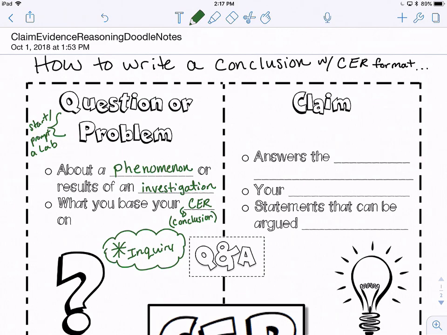Okay? Now, generally in your lab report, you have the question, your variables, your prediction, hypothesis, your materials, your methods, which is your procedure, and you go through all those steps of the scientific method. And then you make your data tables, you make a graph, and then you get to the conclusion. So when you write your conclusion, you want to use the claim, evidence, reasoning format.